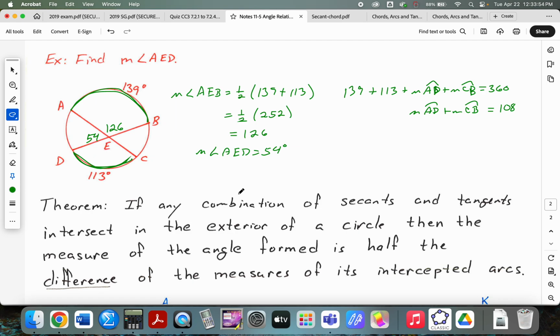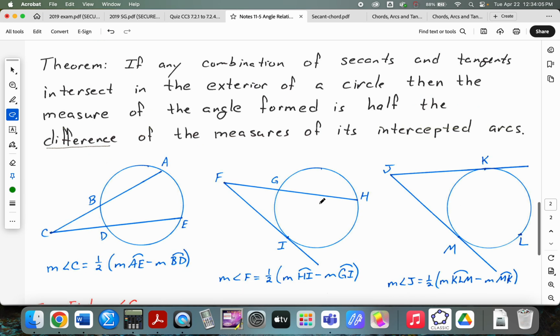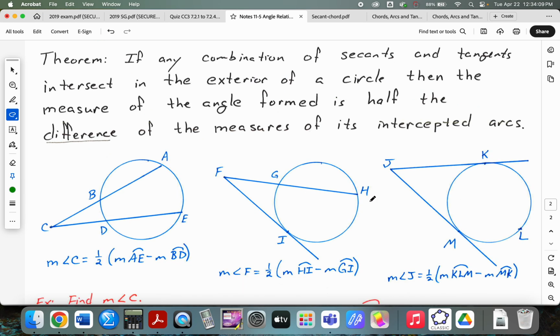So, this is really cumbersome. Get this next theorem. If any combination of secants and tangents intersect in the exterior of a circle, then the measure of the angle formed is half the difference of the measures of the intercepted arcs. And the bigger arc is always the one further away from the vertex. The smaller one is always the one closer to the vertex.